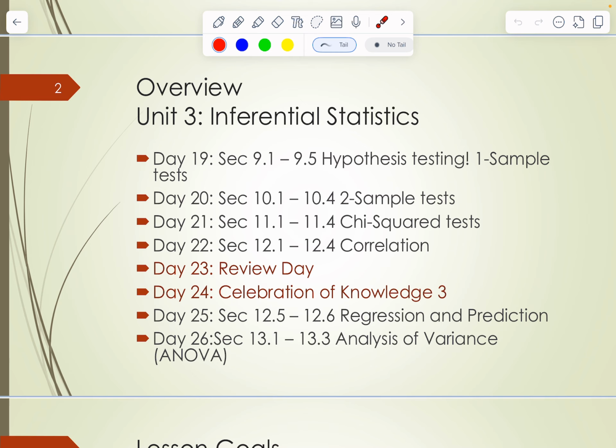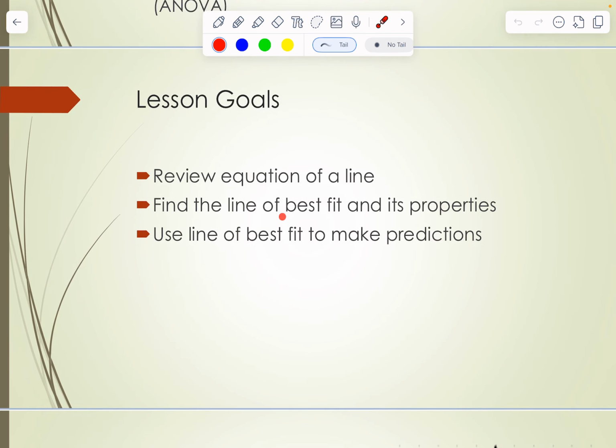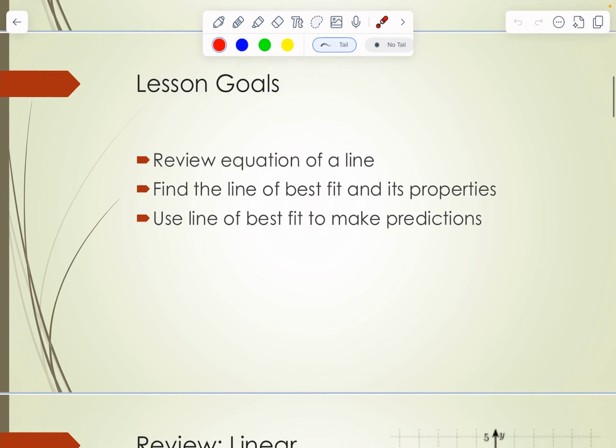In this unit, we've already talked about hypothesis testing from one sample. We've talked about two sample tests and chi-squared tests. We've also talked about correlation. Now we're going to use what we know about correlation to talk about regression and prediction, or modeling and prediction. The goals of this lesson are to review the equation of a line and to find the line of best fit and its properties, so the line of best fit for data. Then we're going to use the line of best fit to make predictions.